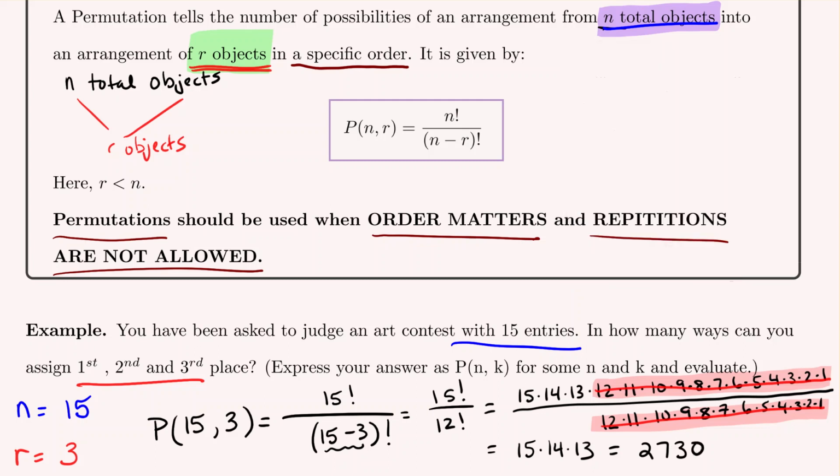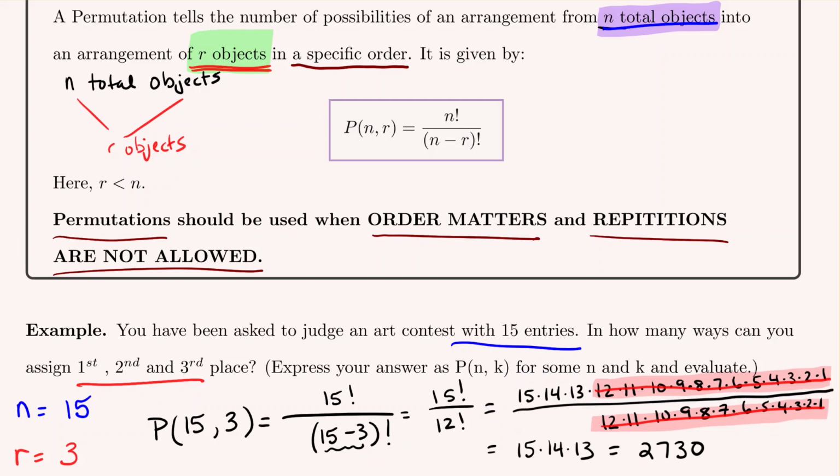Now this is no surprise that so many terms canceled, because if you ever have a larger number factorial divided by a smaller number factorial, eventually they'll start repeating the exact same terms. Specifically, they'll always start repeating at the smaller number's factorial, because 12 factorial would always have 12 multiplied by 11 all the way down to 1. And 15 factorial has that plus these extra terms at the front. So everything in common will cancel.